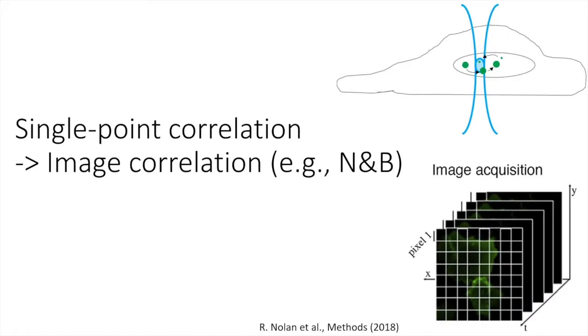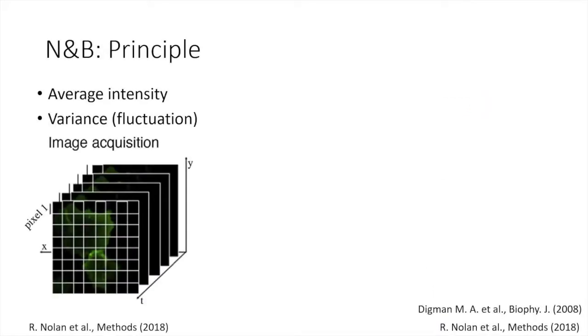So if we want to move from a single point correlation to image correlation, the reason I want to talk about number and brightness is that it's compatible with the confocal microscope, which I believe most people have used in a core facility or in their lab. So it's really easy to apply this technique for measurement. The idea of number and brightness is still to scan through your image, take several frames, and then use that information for the number and brightness calculation.